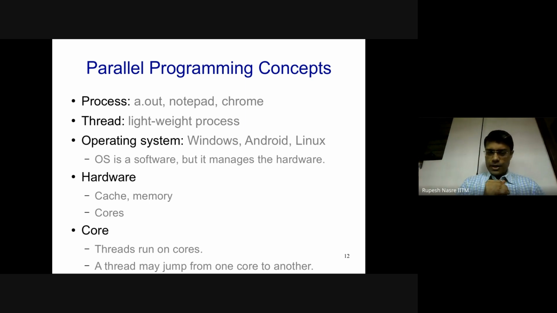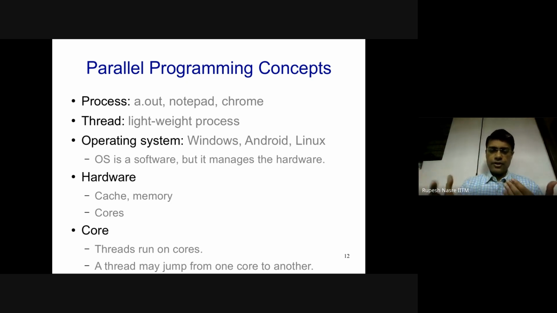The concept of operating system comes into picture here. Windows, Android, iOS, Mac OS, all of these are different operating systems. It's a piece of software. It's not hardware. It's used to manage the hardware. So it's kind of an interface between a user and the machine, because the machine understands binary. I don't speak binary.